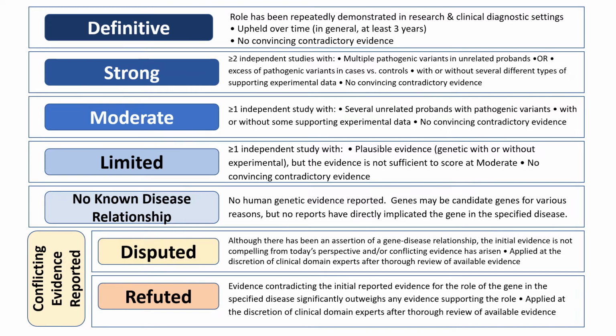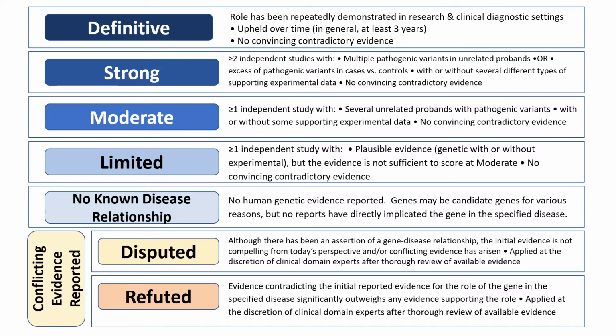The category of no reported evidence is reserved for those genes that may be suspected to be associated with a particular disease. So, for example, they may belong to a gene family known to be associated with the disease, but in which no human variants have been reported.